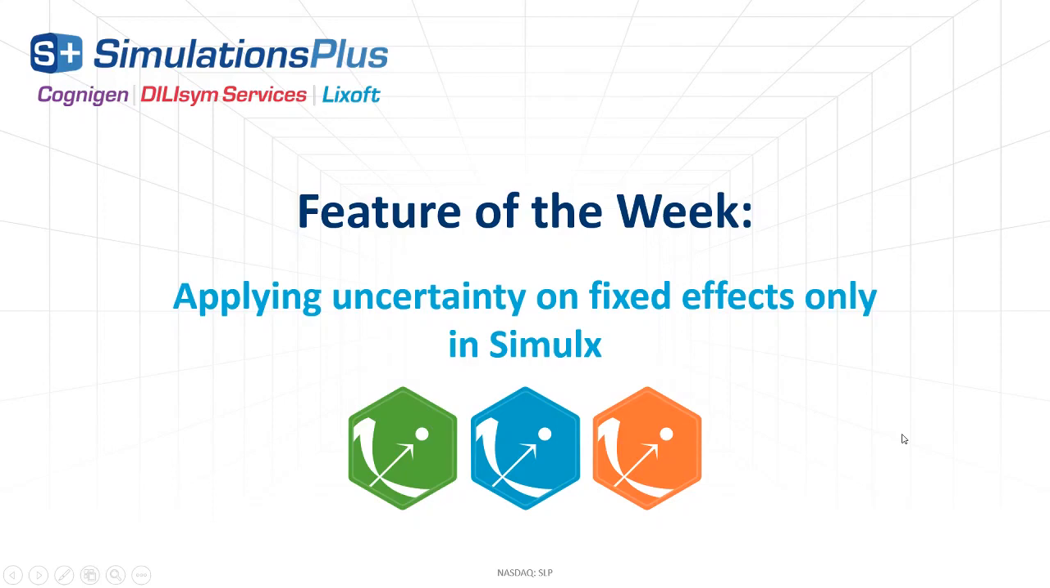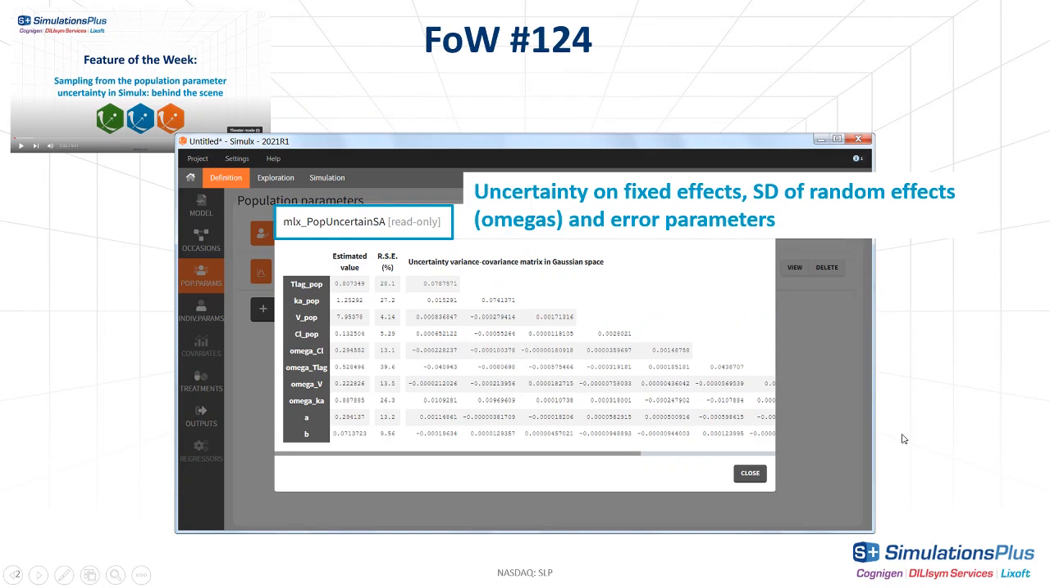Welcome to today's feature of the week, which continues the series on uncertainty in Simulx. In a previous feature of the week, number 124, I explained how to perform simulations taking into account the uncertainty of the population parameters by using the element MLXPOP uncertain SA or MLXPOP uncertain lin. This element considers the uncertainty on both the fixed effects and the standard deviation of the random effects.